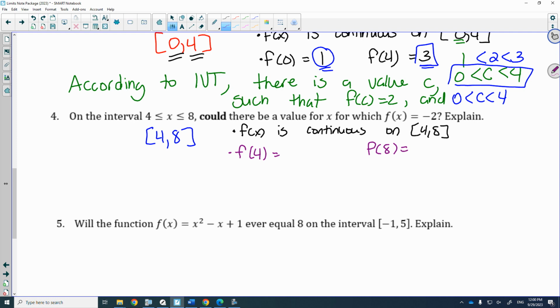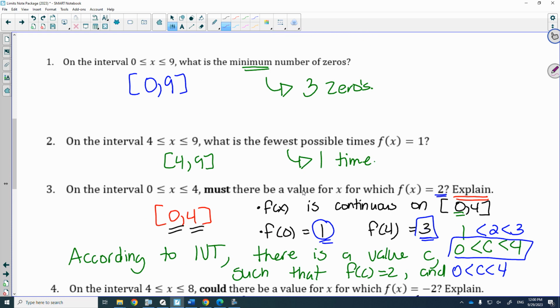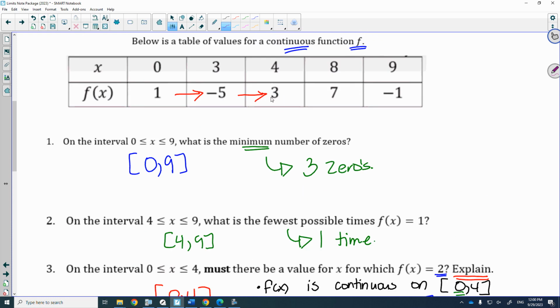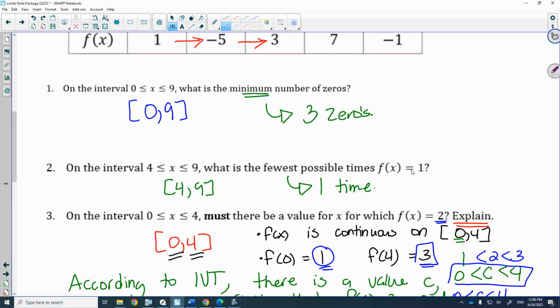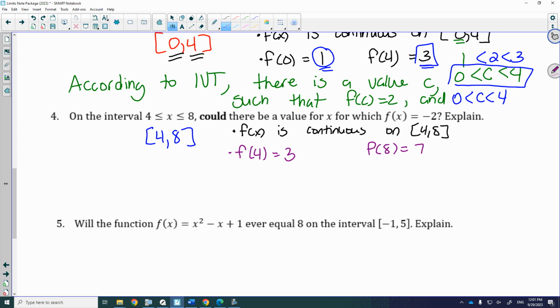So Abby, what's f of 4? Yes, f of 4 is 3. And Shaywa, what's f of 8? 7. Okay, so some students would say when you go from 3 to 7, we're not going to be going through negative 2, right? But it says the word could.